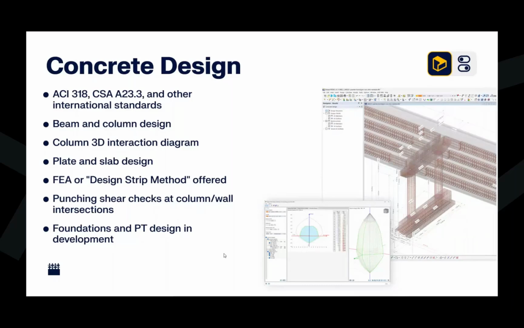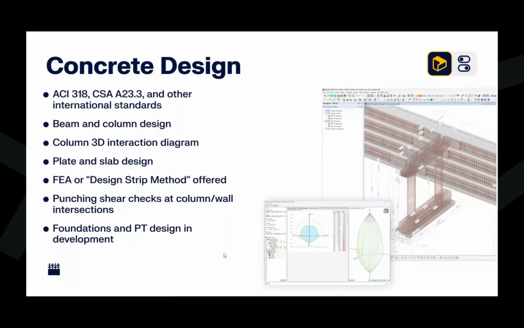One thing worth mentioning here is that with the design strip method, we're not only looking at the bending moments in the one-way direction of the design strip itself, but we also have the ability to consider the twisting or torsional moment within the design strip. Not all competitors are able to do that. It's a much more simplified approach, but we're also able to consider what we call the MXY moment of that surface element. Punching shear checks are available at column and wall intersections.